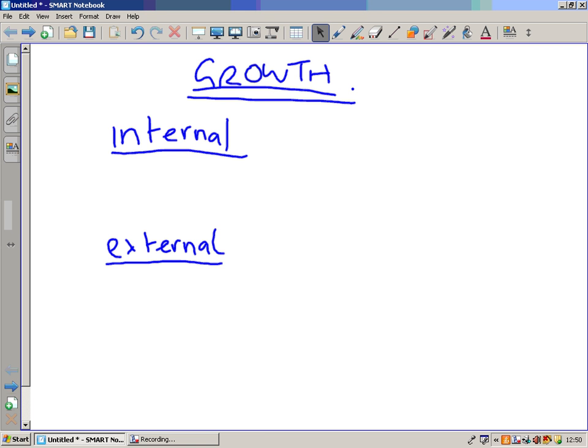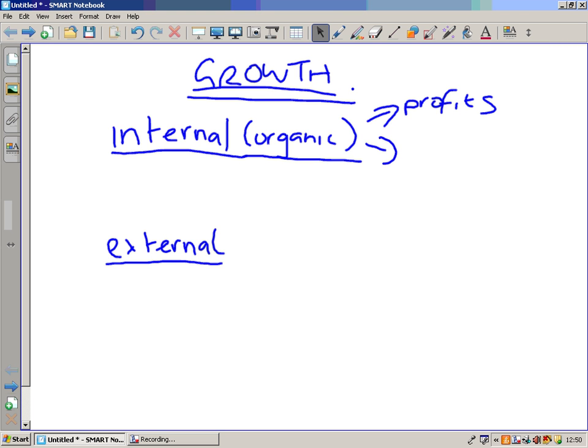Let's just first of all get across what we mean by internal and external growth. Internal growth, also known as organic growth, is growing from within. So you're not looking to involve other businesses in this particularly. Normally here expansion is funded from profits. So for example, when a business profit maximizes, profits might be ploughed back into the business to expand, or they might take out a bank loan. So they're the two most common forms of internal or organic growth.